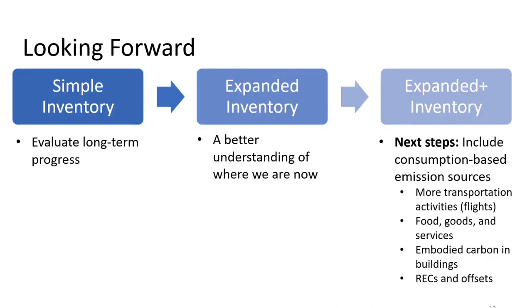In the beginning of this presentation, I went through our simple inventory, which allows for evaluating the long-term progress compared to a 2000 baseline. Then we looked at an expanded inventory, which provides a more comprehensive picture of where we are now. In the future, we hope to share an expanded plus inventory, which will include consumption-based emissions, like the expanded transportation activities, how we consume food, goods, and services, the embodied carbon in our buildings and new construction, and renewable energy credits and offsets.